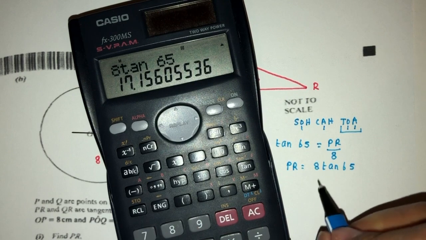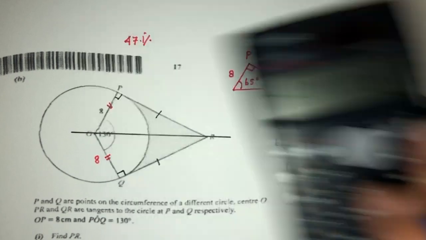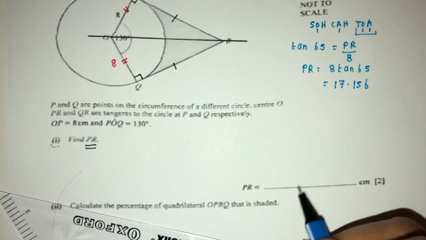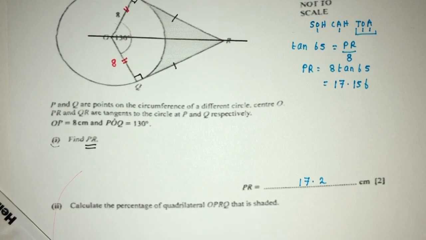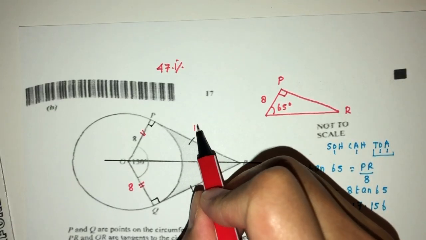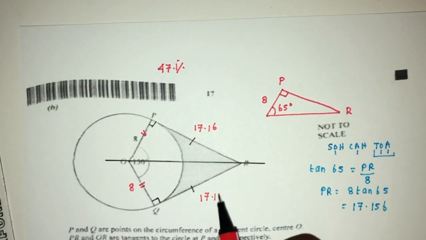That will be the value of 17.156. Obviously you will write to 3 SF, that should be 17.2 centimeters. That will be part 1 of the answer. So let's write this down, 17.16 on both sides.